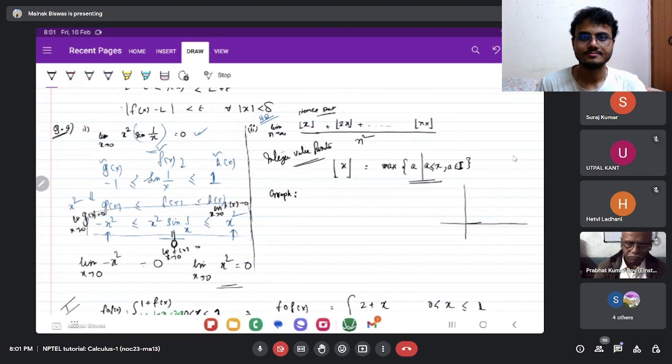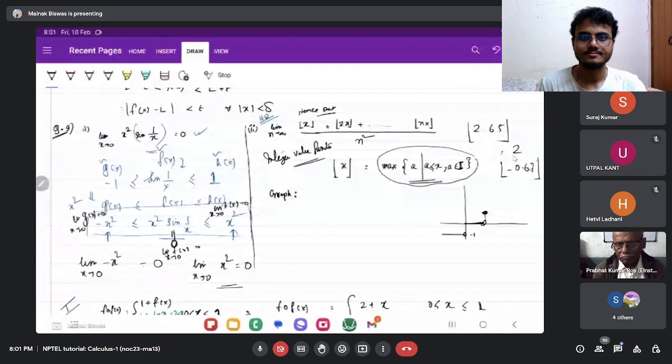Between 0 and 1. So for example 2.65, you do the integer value function. What will you get? You get 2. Now you do minus 0.67. What do you get? -1. Very good, because see the definition: max of values, integer value less than that value. So -1. This is also known as the staircase function, and so on.